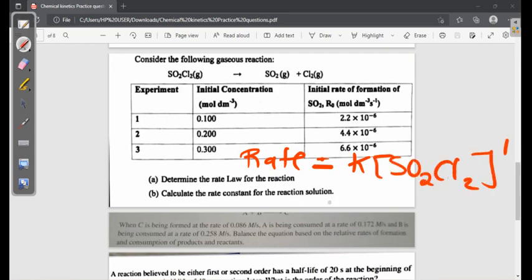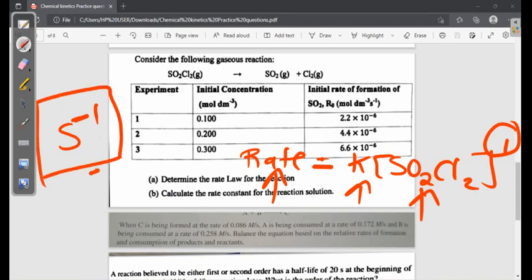So that is our rate law. And then the rate constant for the reaction: just get any equation of any experiment of your choice, substitute the rate, or the initial rate, and then the concentration, and then make K the subject. Since this is also a first order reaction, the units are going to be second negative.